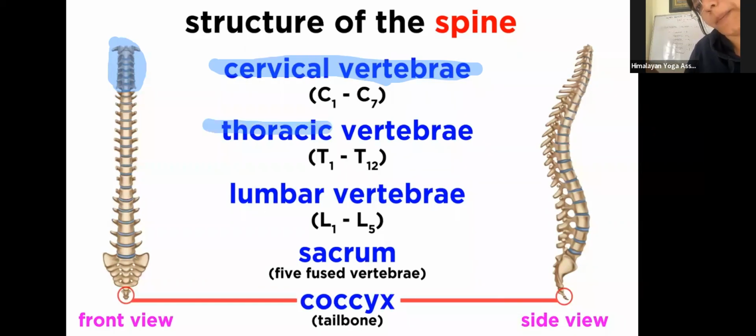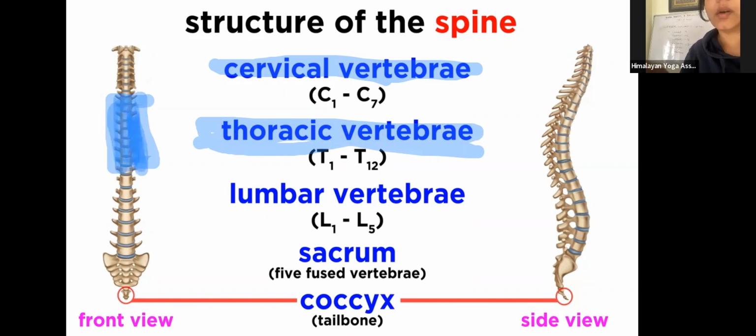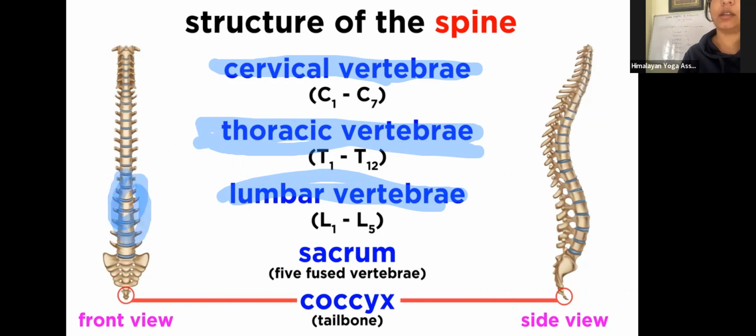Then we have thoracic vertebrae, T1 to T12. These 12 bones here are sending nerves to your lungs, to your rib cage, and your heart. Then next we have lumbar vertebrae. This lumbar vertebrae is your backbone, like your back here. Your lumbar region has 5 bones.